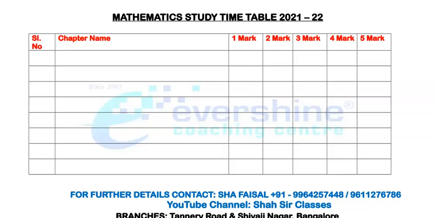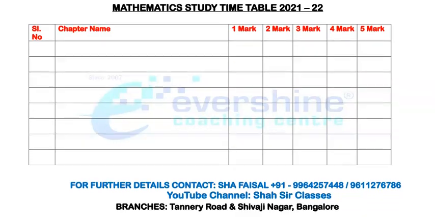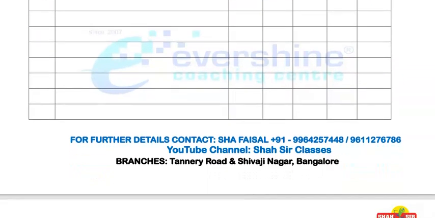If 4 mark and 5 mark you have not done, leave it blank. So anytime you see the chapter, it will give you a highlight that this area is still pending, you have to cover. Understood? So this is the study timetable.